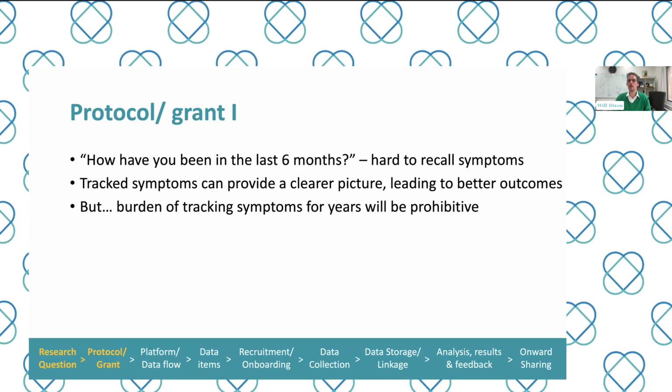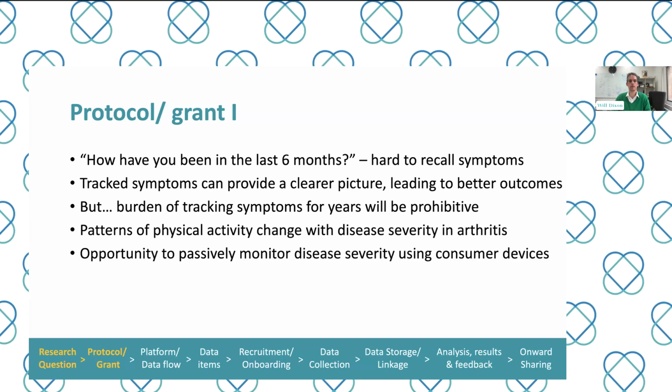However, even at the start, we recognized that the burden of tracking daily symptoms over years would be prohibitive. At some point, people would disengage. The opportunity, though, is that in arthritis, as your disease severity changes, so does your pattern of physical activity. So if you're having a flare of your rheumatoid arthritis, you may take to your bed, which is going to be very different from when you're in clinical remission. And therefore, there is this opportunity to passively monitor disease severity using consumer devices, the things that you're carrying around in your pocket, in your bag, or wearing on your wrist.